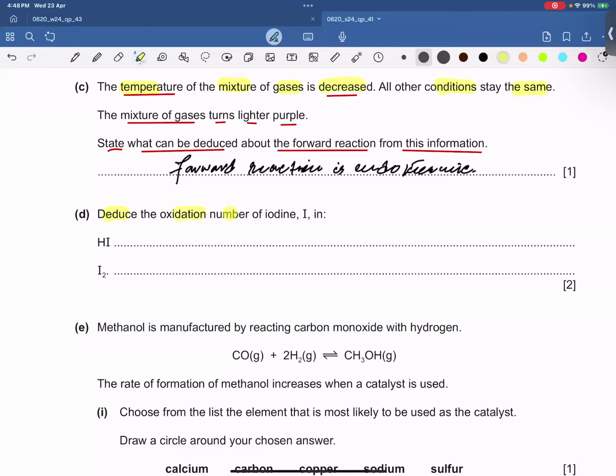Deduce the oxidation number of iodine in HI, obviously -1. And iodine is a diatomic molecule, so it has 0 charge.